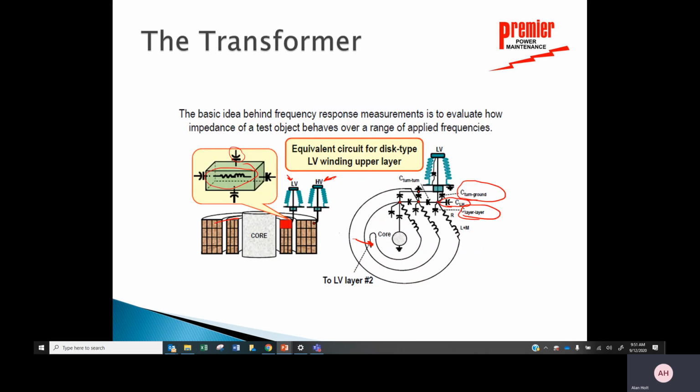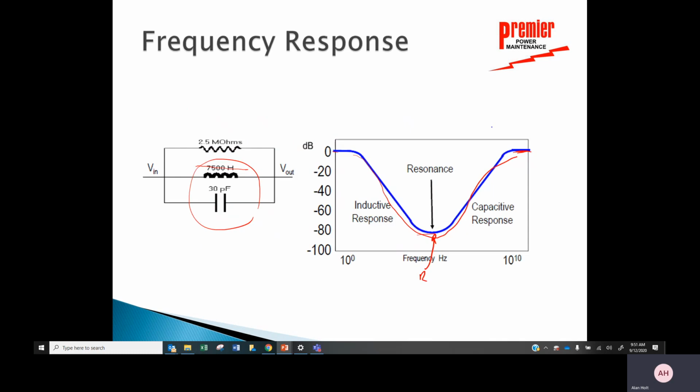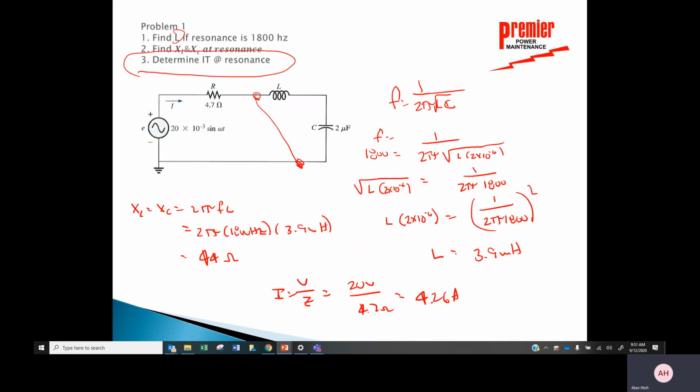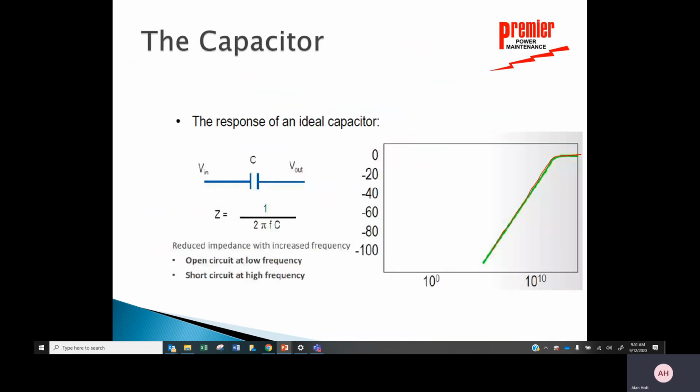So that's a pretty quick review of what we're going through on the sweep frequency response analysis. Hopefully it was understandable to you. And if you have questions, let me know.